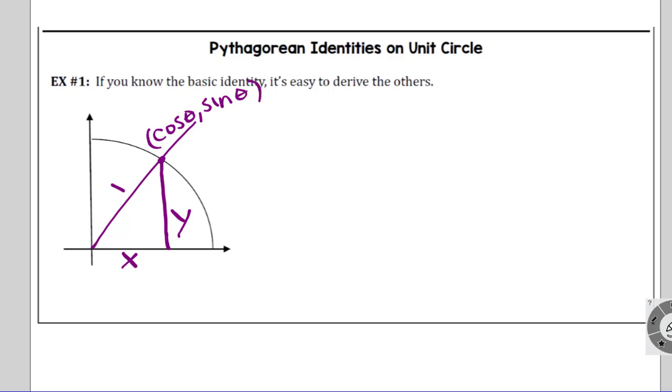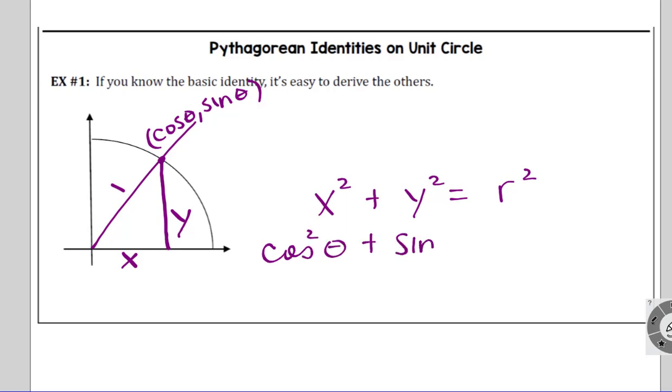So when I said previously x squared plus y squared equals r squared, now I can write that as cosine squared theta plus sine squared theta equals 1. And that's the first of our Pythagorean identities. Cosine squared theta plus sine squared theta equals 1. That's one that I remember. There are two others, and we're going to look at them.